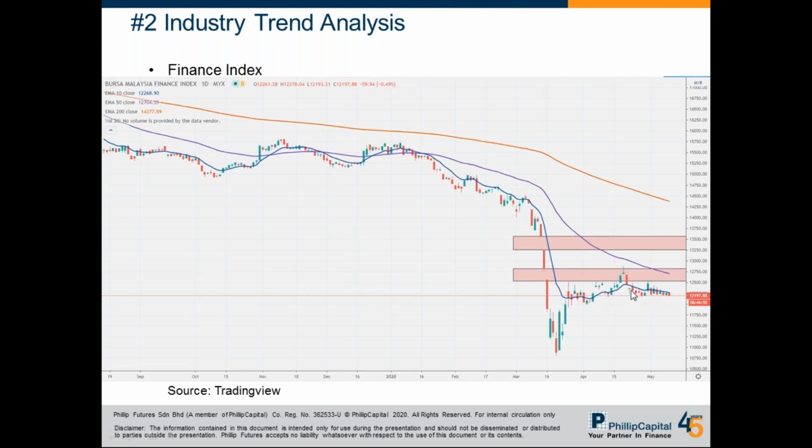Why? You see the 10 days EMA is moving flat and the candlestick is just moving to and fro around this 10 days EMA. It's weak. The trend itself is weak. So for me, I will try to avoid the finance index if I want to trade a certain company. Finance index companies, I will put out of my watch list for now.